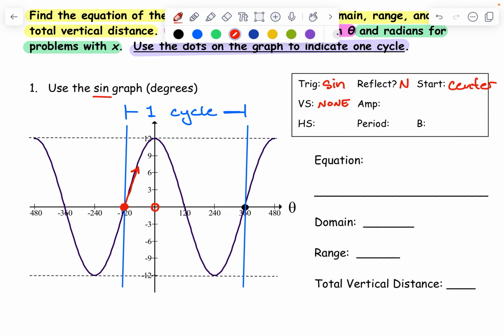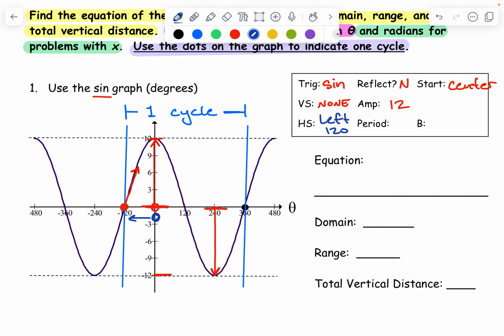Amplitude comes from the distance from the midline to the peak of a wave crest, or from the midline down to the trough. So if we look over, we can see that we go from 0 to 12. That means we have an amplitude of 12. Horizontal shift. This graph, instead of starting at 0, 0, has been moved to the left 120.